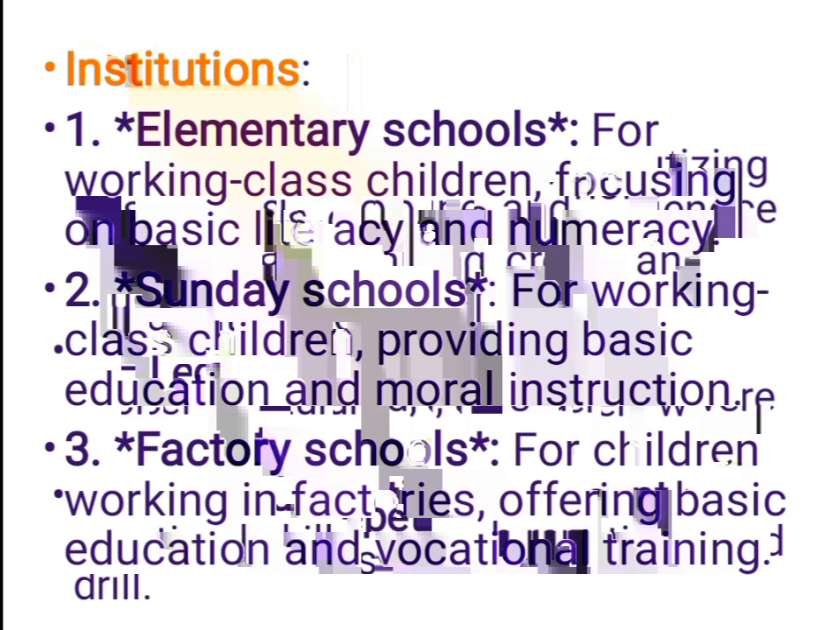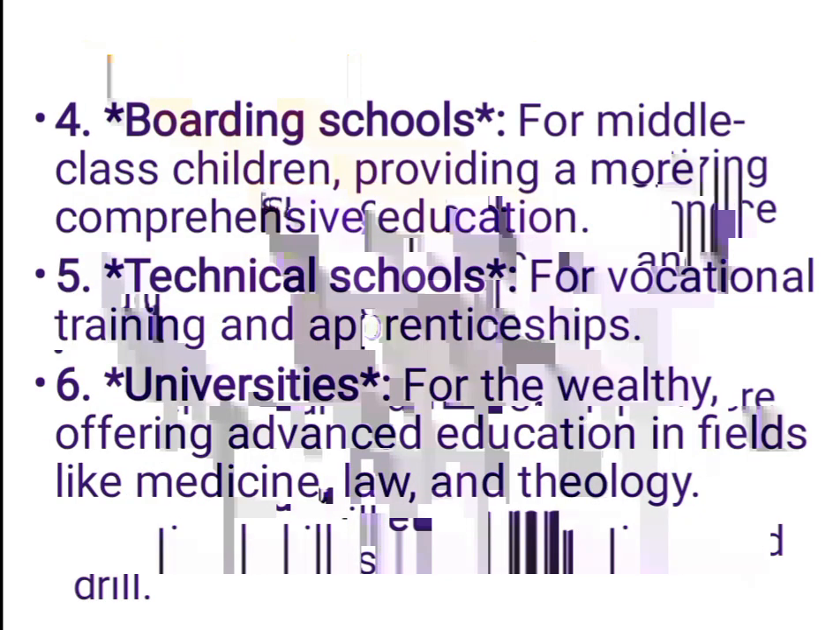Then in those days we had institutions like elementary schools for working class children, focusing on basic literacy and numeracy. Then there were Sunday schools for working class children, providing basic education and moral instruction. Then there were factory schools for children working in factories, offering basic education and vocational training. Then there was the emergence of boarding schools for middle class children, providing more comprehensive education. Now, this was for those children from well-to-do families.